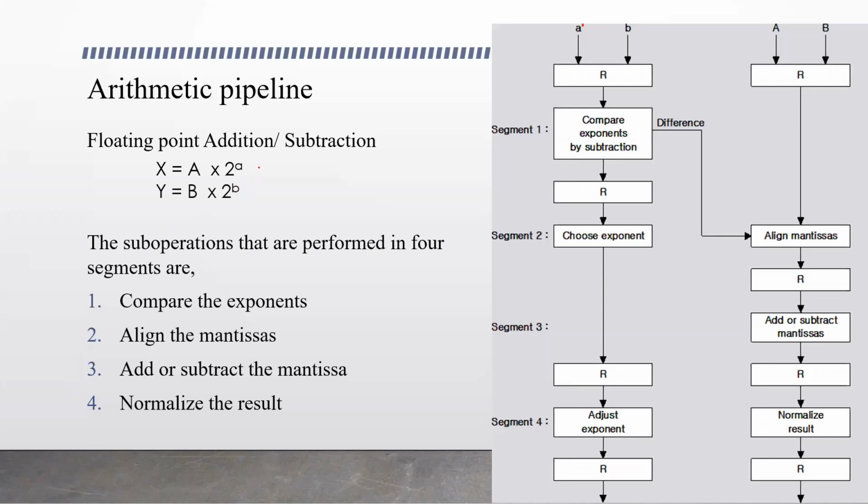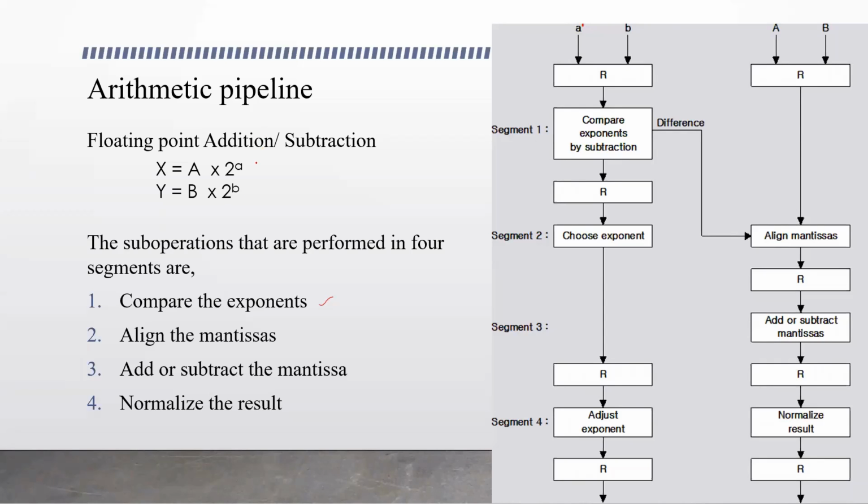To carry out this floating point addition or subtraction, the operation can be divided into 4 sub-operations that are performed in 4 segments. So how can we divide this operation of adding or subtracting these two floating point numbers? What is the first thing we do? We compare the exponents, right? For performing addition or subtraction, the exponents need to be the same. So the first sub-operation is comparing the exponents.